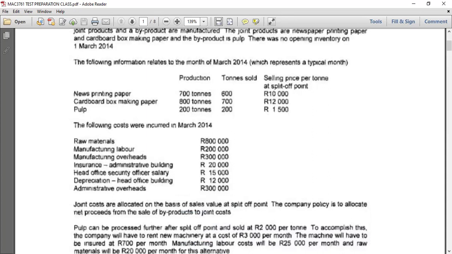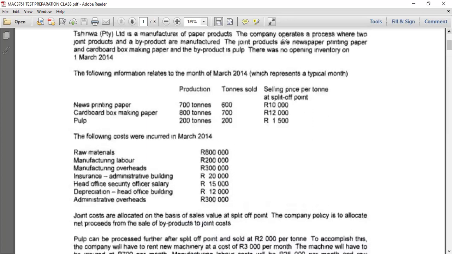Now there was no opening inventory. I think I read somewhere where they said that there was no opening inventory. Now when there is no opening inventory, our closing stock will be production less tons sold. So let's calculate our closing inventory units.